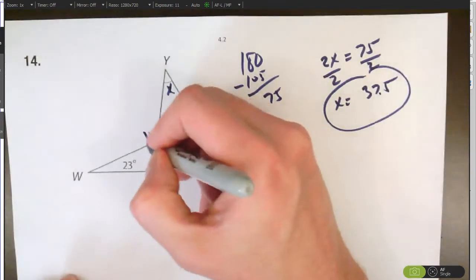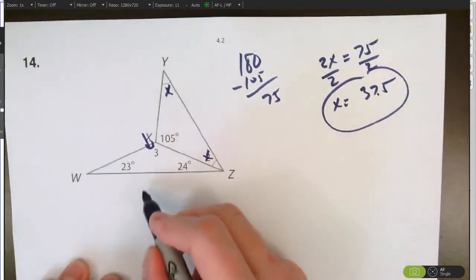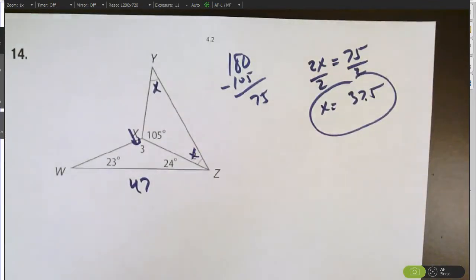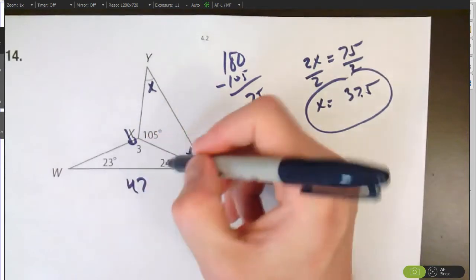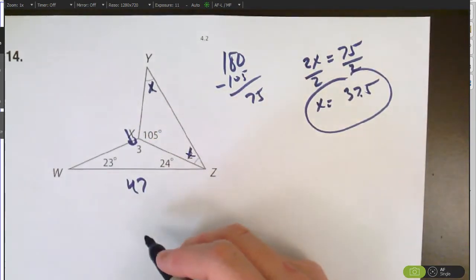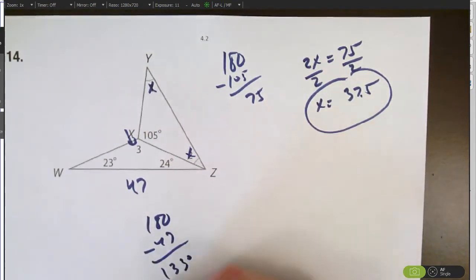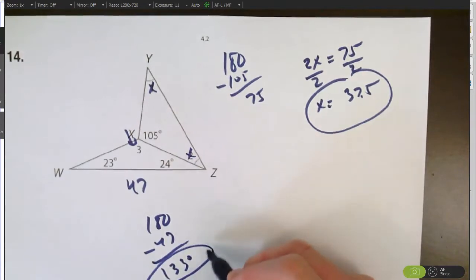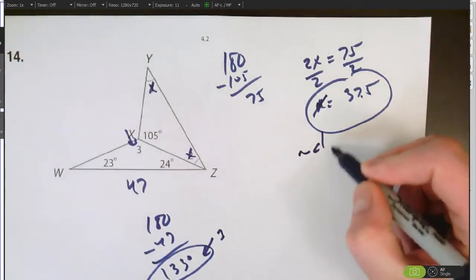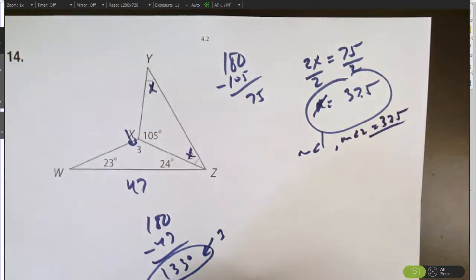Okay, now this guy here then, we know two of the angles there as well. They're 23 and 24, so together they're 47 degrees. So all I have to do on those two is 23 plus 24 is 47. Do 180 minus 47. That ends up giving me 133 degrees. So that's what angle 3 is. So I shouldn't say x, I should say measure of angle 1 and measure of angle 2 equals 37.5. And this is 133.